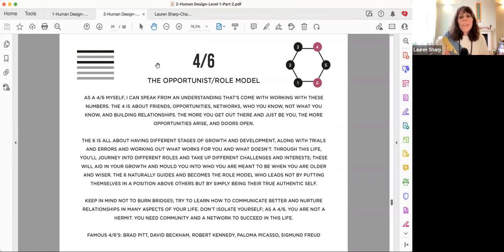The 4 can often feel like, oh my gosh, this is all too much. And then it reflects into the 2 and it's like, oh, I'm going to hide away. And we say to the 4 6, don't do that. Don't isolate yourself. You're not a hermit. You've got to get out there. You've got to connect with the community. You've got to connect with people in order to succeed.